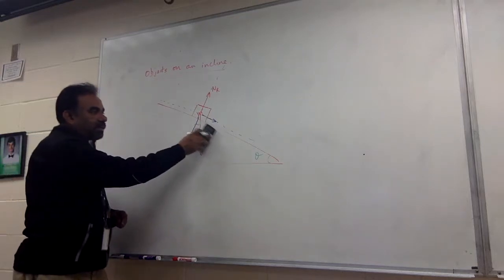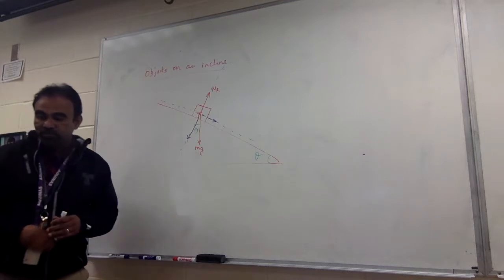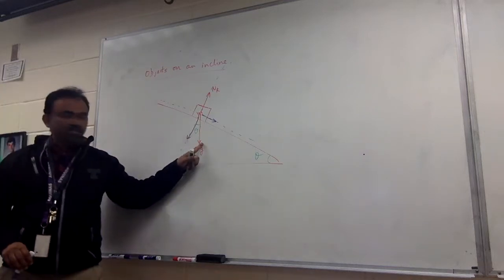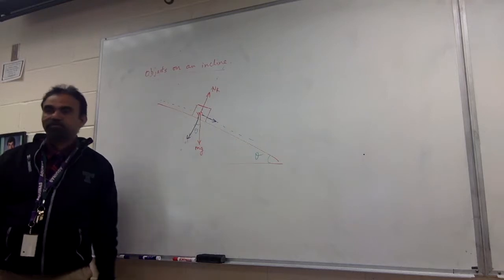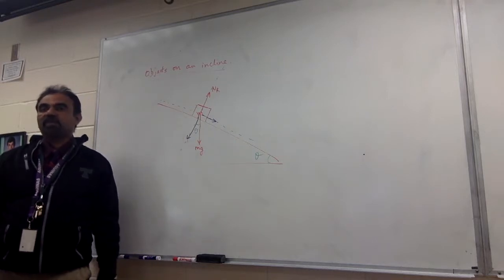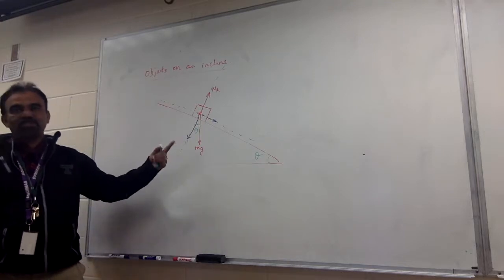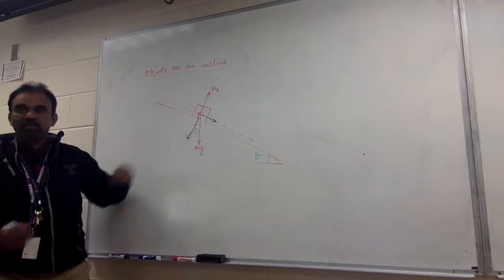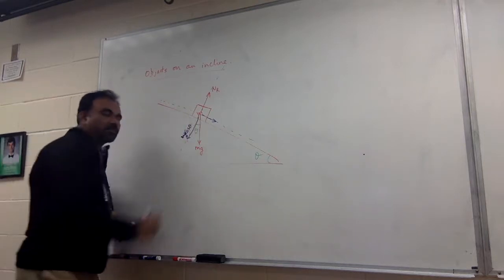So the angle here is theta. Confirmed. What is this component? If you know that this angle is theta, this is mg, we're going to resolve the mg into two components. Tell me what is this component? Is it the sine component or cosine component? Oh, it's the cosine. Why? Because it's adjacent. This is touching this angle. So this is mg cosine theta.